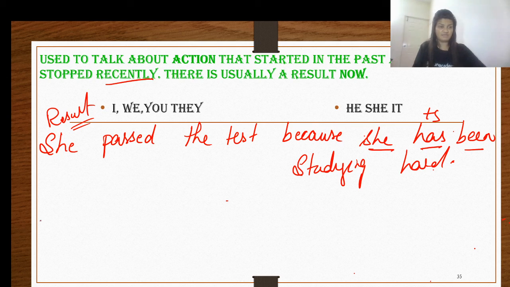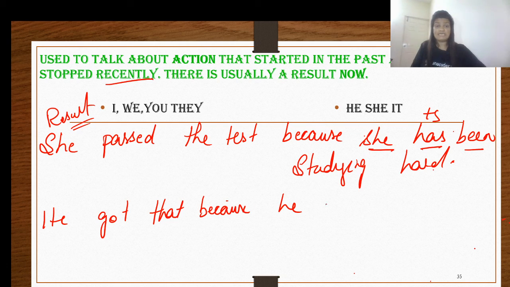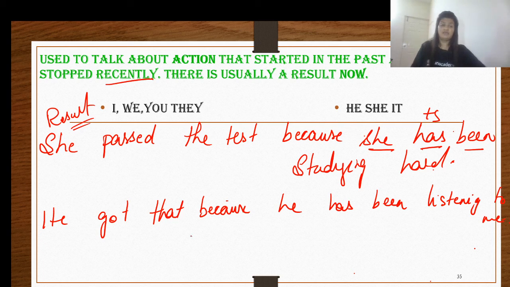Next one is he got that, or understood that, he got that because he has been listening to me clearly. That is why he has paid attention. That's the reason he has understood. That's the reason he got that clearly, because he has been listening.